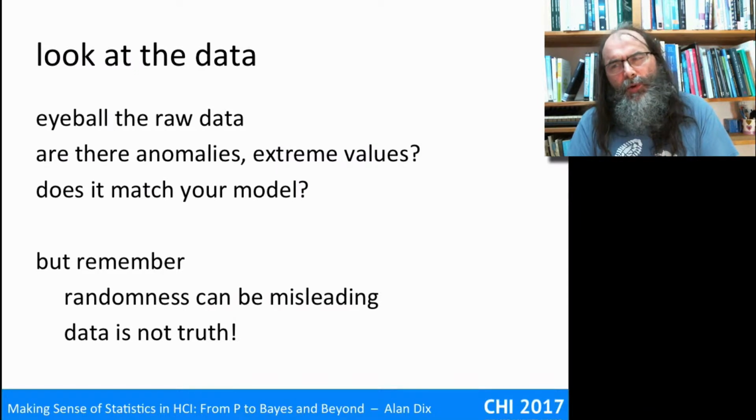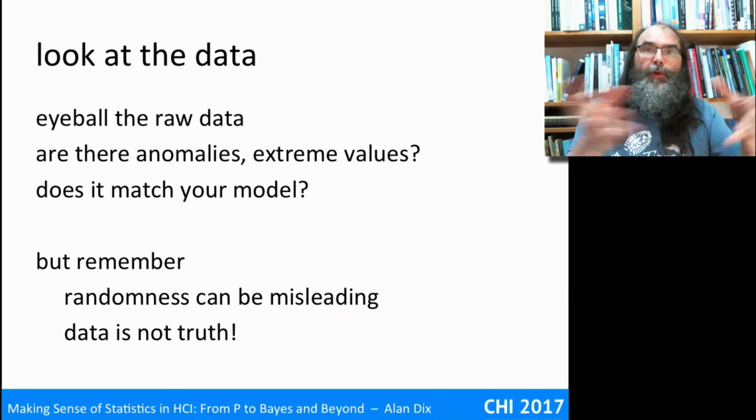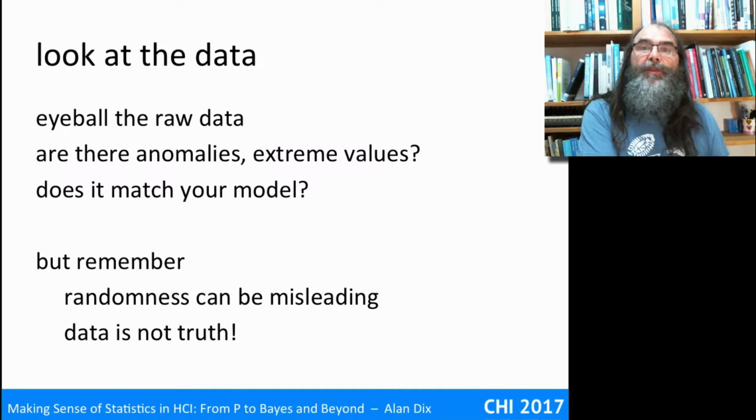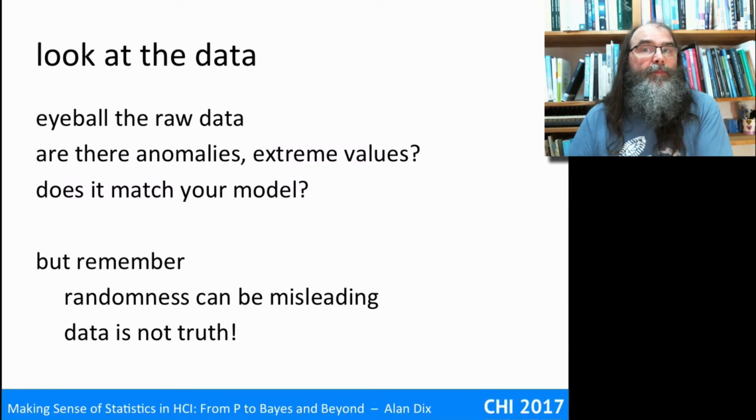Crucially, you're going to ask also, does it match your model? You have some idea of what is supposed to be happening. If you just do lots of calculations, you often assume that certain models and certain things are true of your data. So one of the things you're going to look for is, are those models actually true?